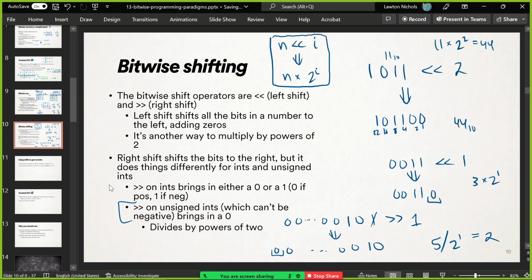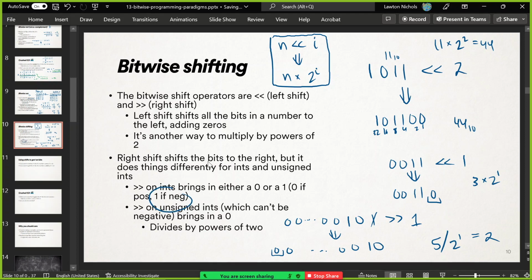If you do right shift on unsigned ints, it always brings in a 0. Or if it's a positive number that you're right shifting, it always brings in a 0. If you have a negative number and you right shift it, it will preserve the negativity, so that actually does the correct division. It will bring in a 1 instead.